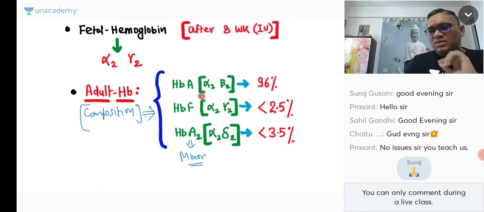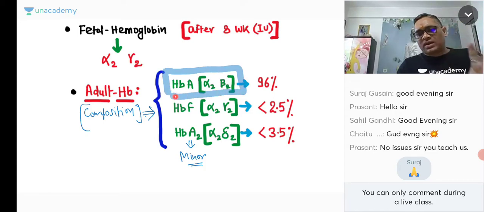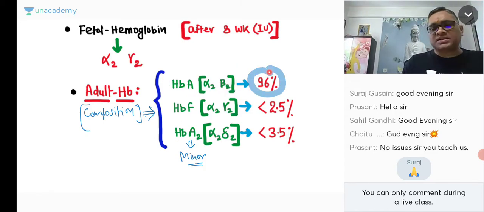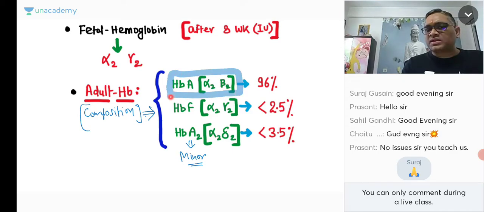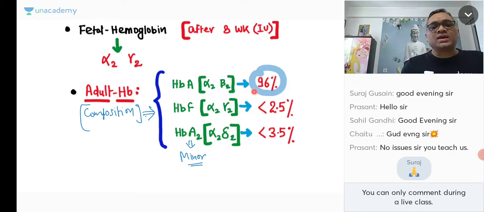So what is HbA? Normal adult hemoglobin is 2 alpha chains, 2 beta chains. That is again a very important thing to remember. And how much is the normal concentration? It is 96%. So HbA is alpha 2 beta 2, and normally it is present in our body at 96% of the composition. Whereas fetal hemoglobin is less than 2.5%, and that is alpha 2 gamma 2, as already told.